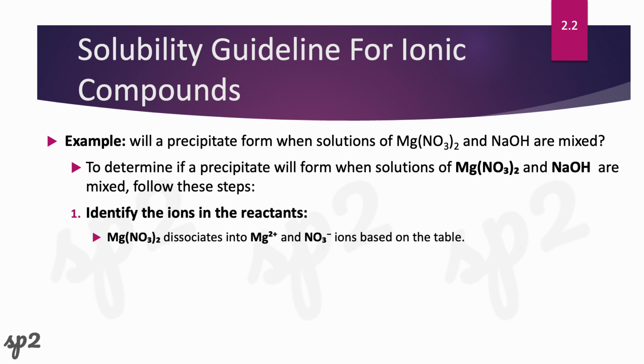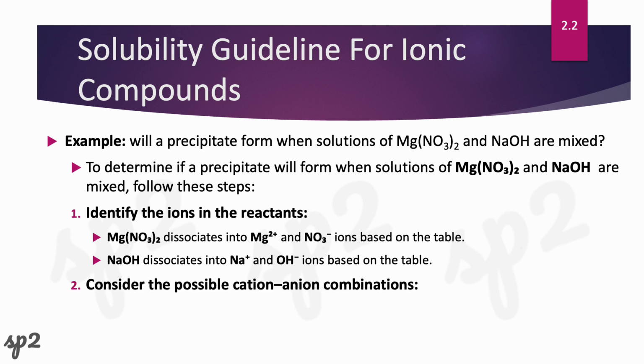My magnesium nitrate is going to fully dissolve into magnesium and nitrate, because I know all of my nitrates are going to be soluble, right? This is what I got from the table. I also know that if I have hydroxide with sodium, which is a group 1 cation, they're going to be also fully soluble into their ions. So I have sodium and hydroxide.